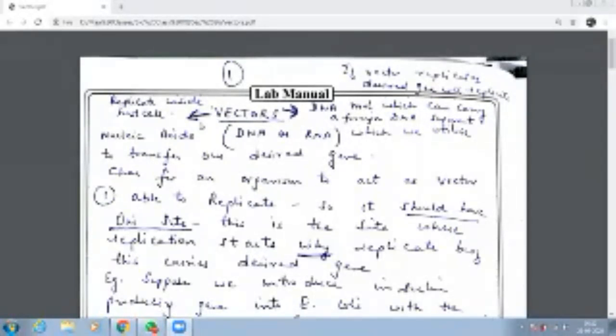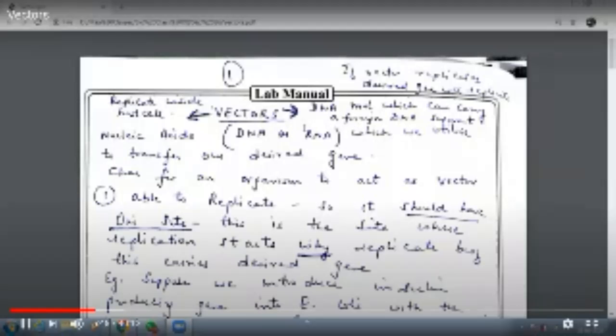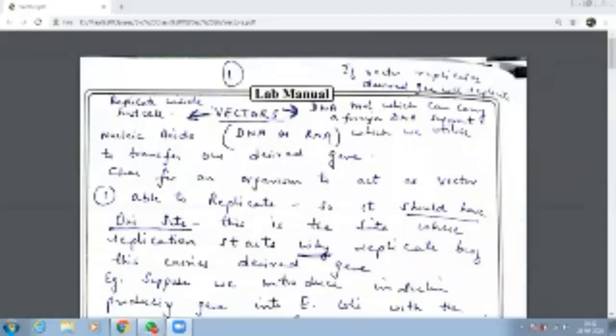Chalo, let us understand the first three lines. Vectors, right side. If you say vectors, they're nucleic acids. It could be DNA or it could be RNA, which we utilize to transfer a desired gene. Now, what are the main things? What is a vector? Just to understand, mainly it's a DNA molecule which can carry a foreign DNA segment and then it can replicate inside the host cell.